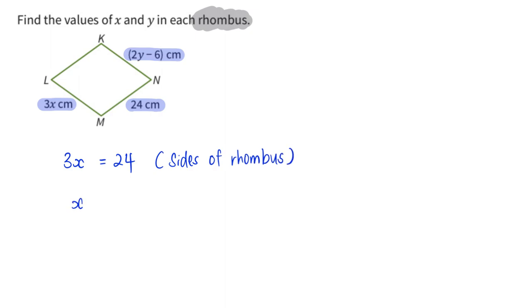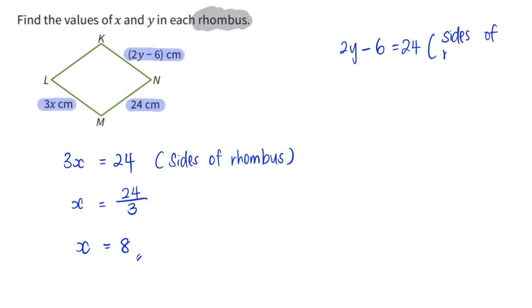And from here, all I have to do is simply to divide by 3 on both sides. I will get the value of x. Similarly, 2y minus 6 is also equals to 24, since it is also the sides of a rhombus.